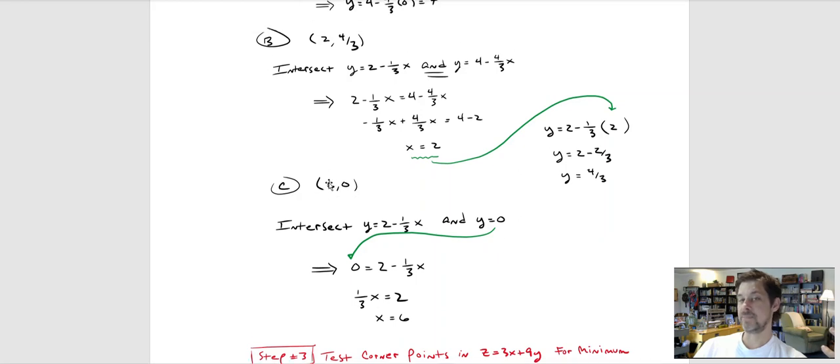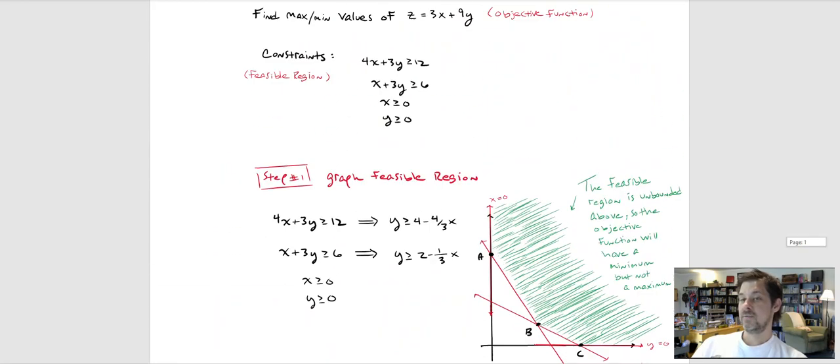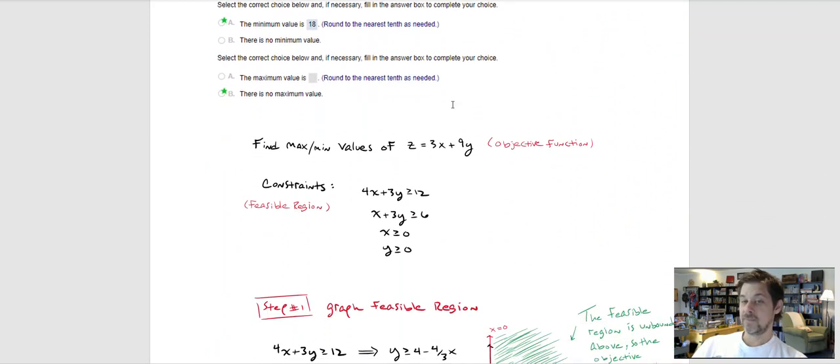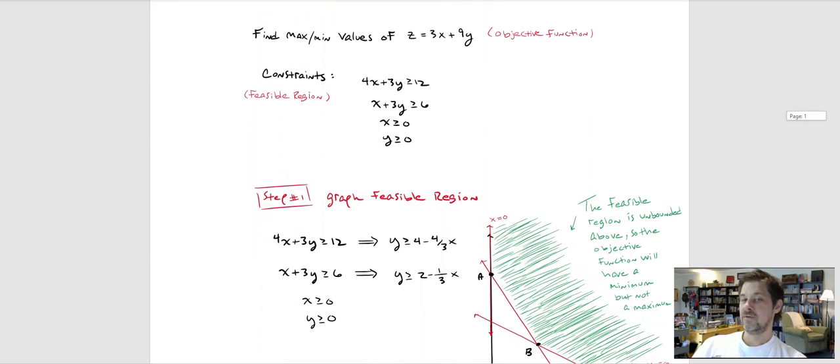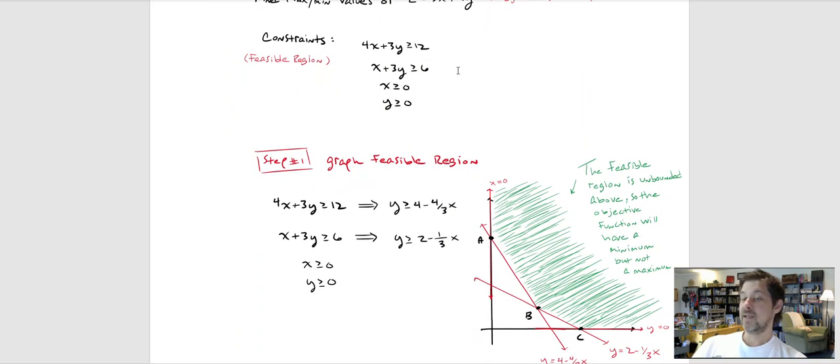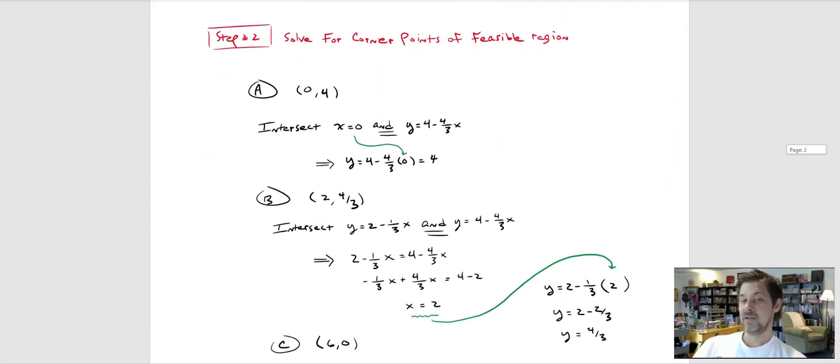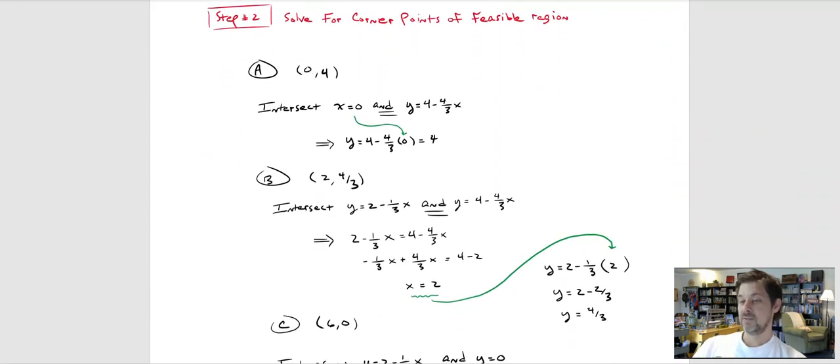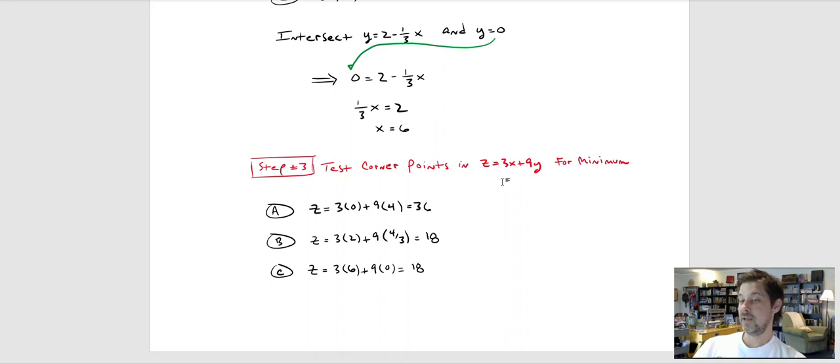That's this point. Now, I told you that we're looking for the minimum value of this function over this feasible region, and it has to be at one of the corner points A, B, and C. We don't have to check all the other points, just the corner points. I now know what the corner points are, so naturally I put them into that objective function. I look for the minimum. Point A was 0 for x, 4 for y. That gives me 36.